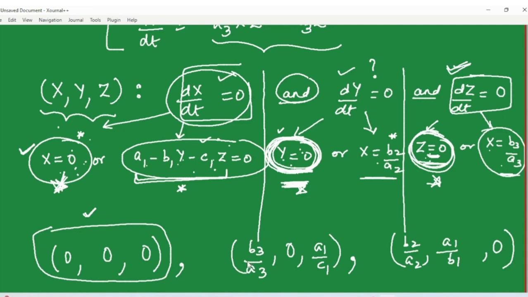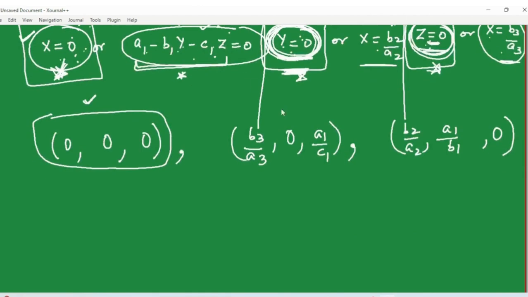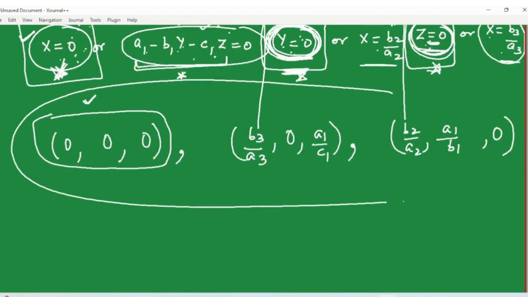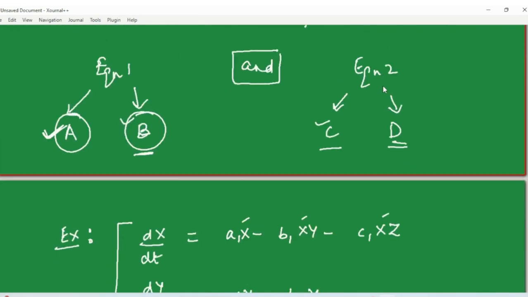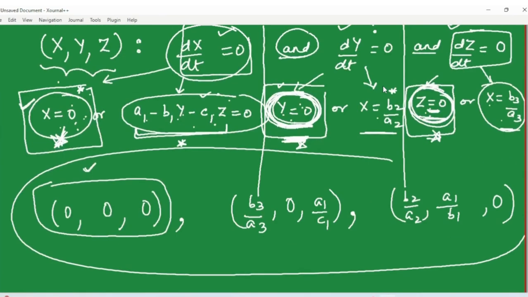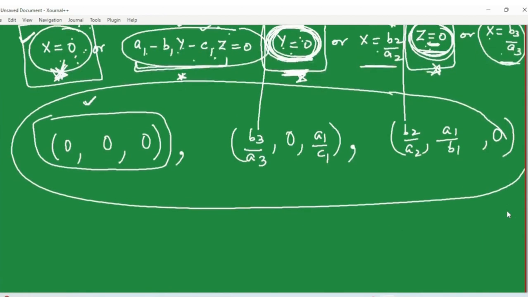You have explored all possible combinations, because first you froze the first option for the first equation and explored all the possibilities. Then you froze the second option for the second equation and explored all the possibilities, and then you froze the first option for the third equation and you explored all the possibilities. So these are the equilibrium points. There are 3 equilibrium positions for this system and they are given by this. So these are the equilibrium points.